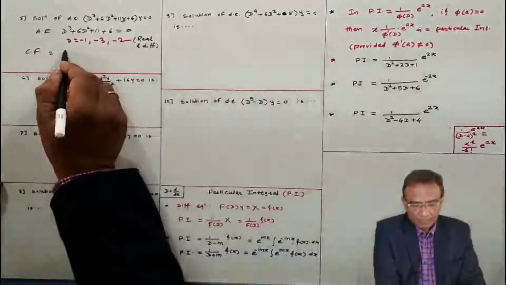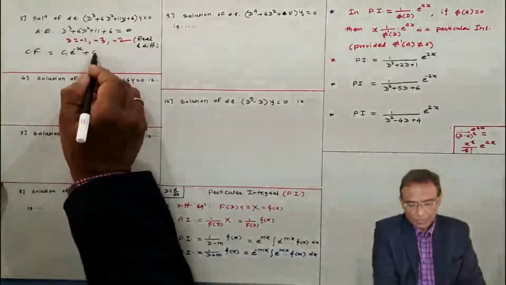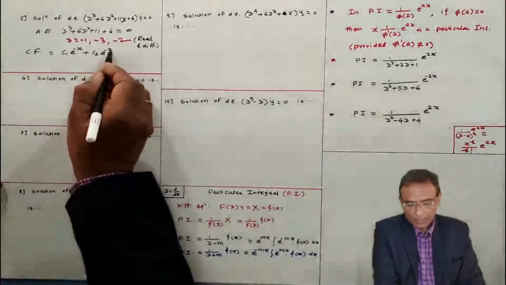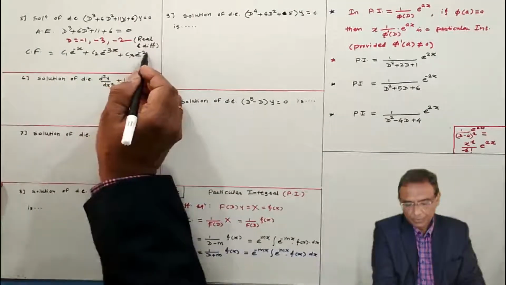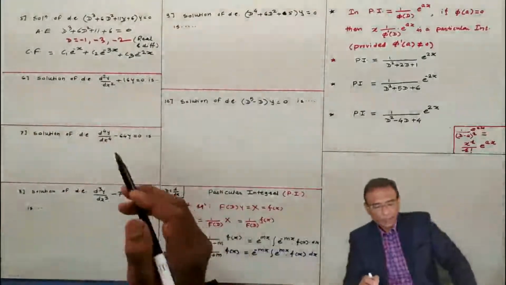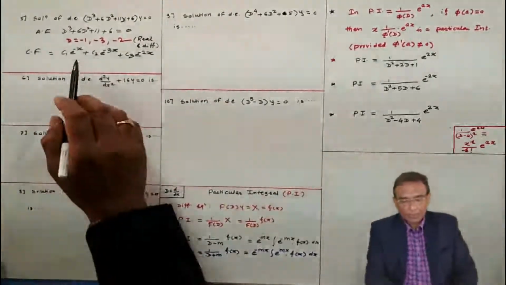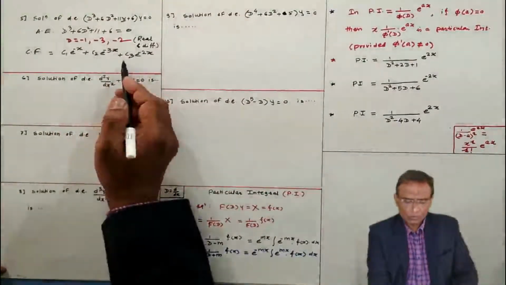Complementary factor is c1 e to the power minus 1x plus c2 e to the power minus 3x plus c3 e to the power minus 2x. You can interchange the position of C1, C2, C3. You can even interchange the position of minus 1, minus 3, minus 2 also.